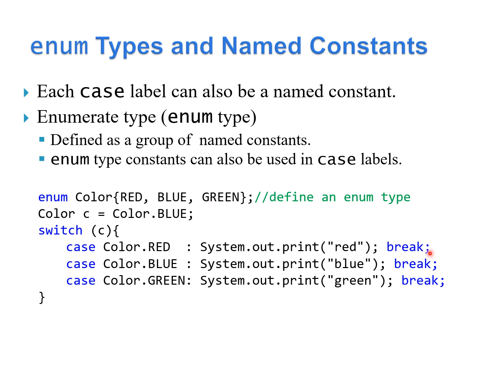In general, the definition of an enum type starts with the keyword enum, followed by the type name, and then the list of named constants in braces, and ended with a semicolon. Once the enum type is defined, you can declare variables of that type just like you declare variables of any type. Here we declare variable C of type color. So C can only receive values listed in the color enum type.